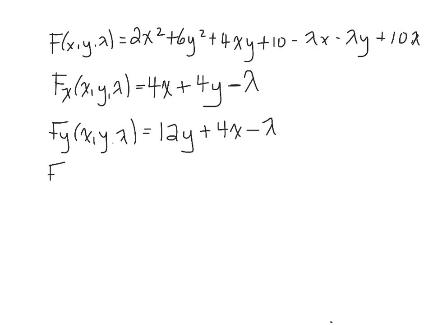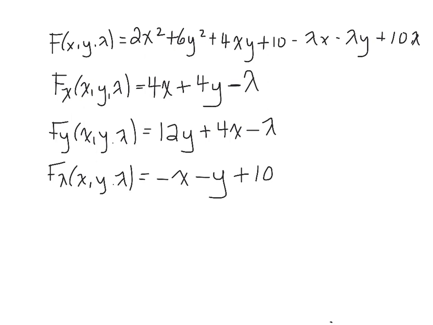We can and should take the derivative with respect to lambda here, because that is our third variable. And we can see that in the first few terms, 2x squared plus 6y squared plus 4xy plus 10, there's no lambda, so those derivatives are all 0. Minus lambda x, so that's going to be minus x, minus lambda y will be minus y, plus 10 lambda, the derivative will be 10.